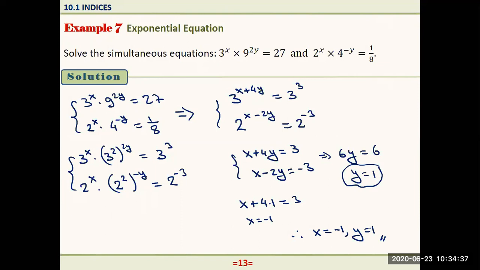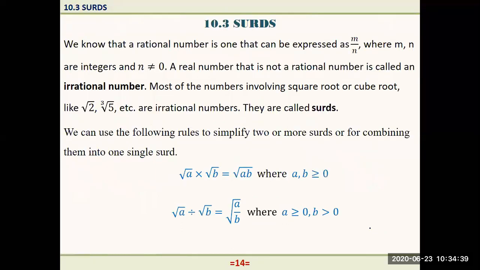All right, that's all about exponential equations. Let's talk about surds. So we know that a rational number is one that can be expressed as m over n, right? Where m and n are integers and n is not equal to 0. Because if n equals 0, we do not have this division operation. We cannot divide any real number by 0, right? That's why here we are excluding that n is not equal to 0.